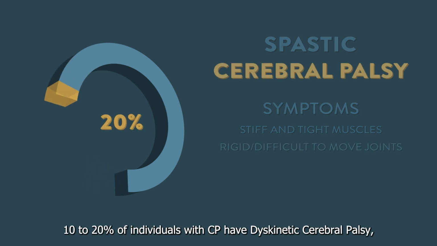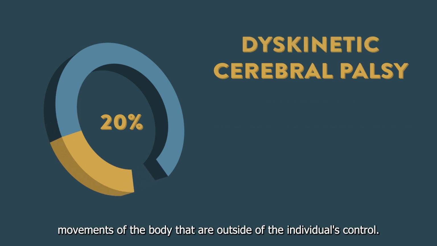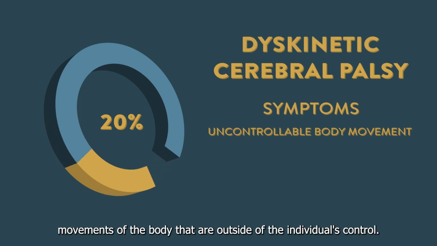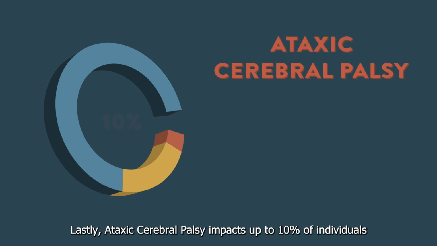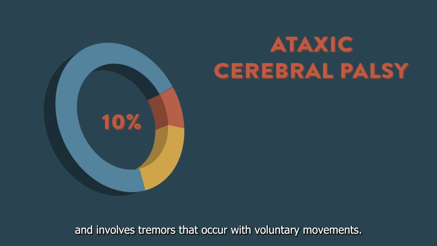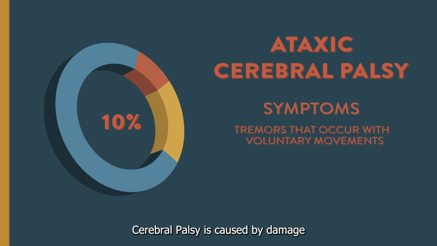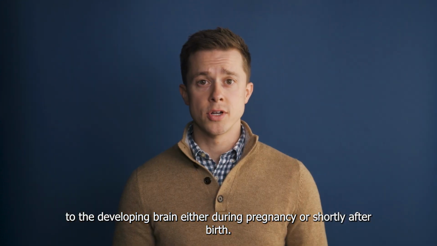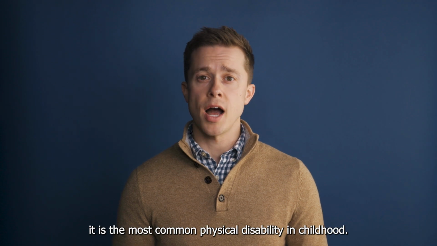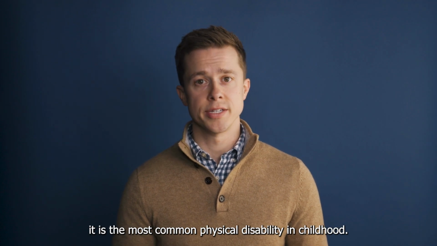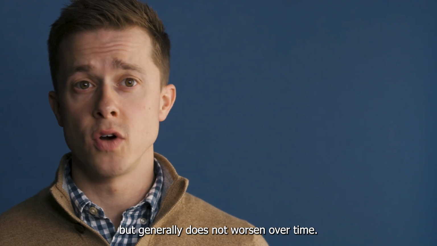10 to 20% of individuals with CP have dyskinetic cerebral palsy, which generally involves movements of the body that are outside of the individual's control. Lastly, ataxic cerebral palsy impacts up to 10% of individuals and involves tremors that occur with voluntary movements. Cerebral palsy is caused by damage to the developing brain, either during pregnancy or shortly after birth. Because of this, it is the most common physical disability in childhood. Cerebral palsy is permanent and lifelong, but generally does not worsen over time.